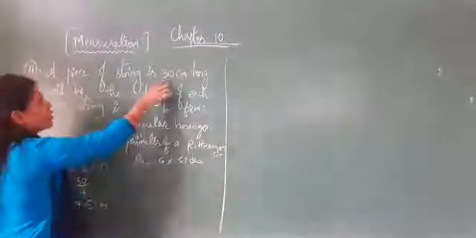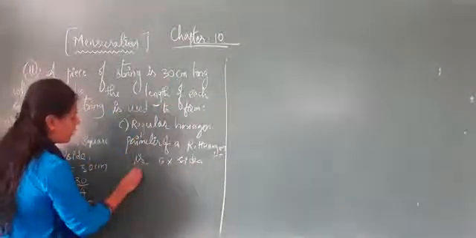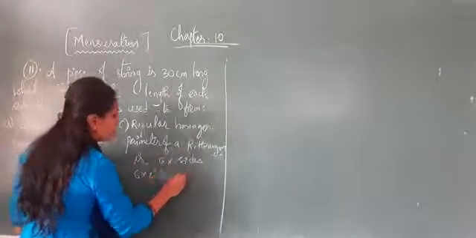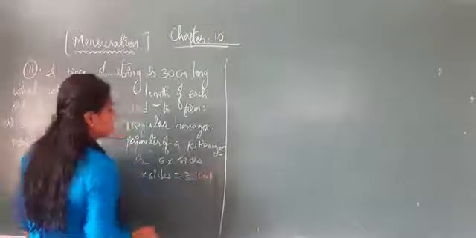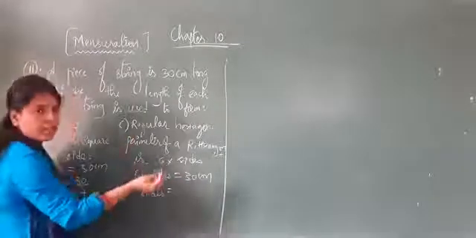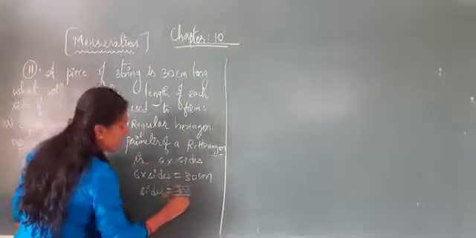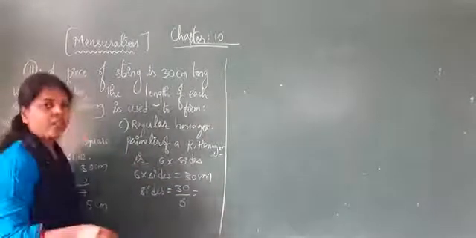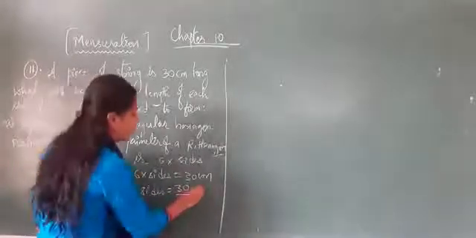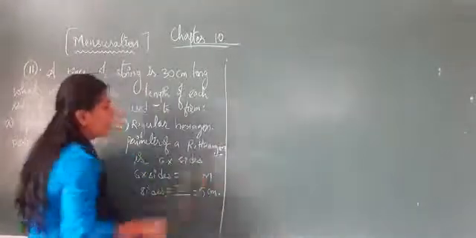So now it is already known as 30 centimeters. So write it here: 6 into side is equal to 30 centimeter. So side is equal to, if you send the 6 to that side, it will become 30 by 6. And if you know the table, in the 6 table you will get 6 5s are 30. So 5 centimeter is the value there. Okay, in this way you can solve this.